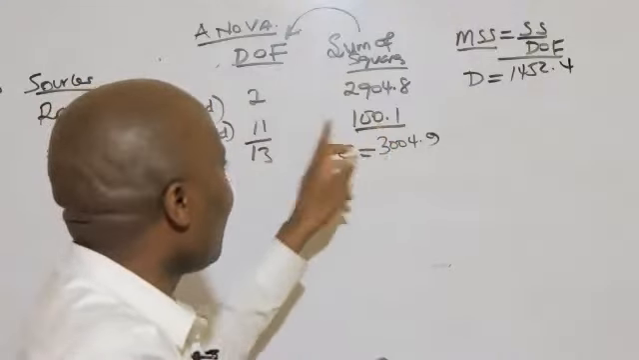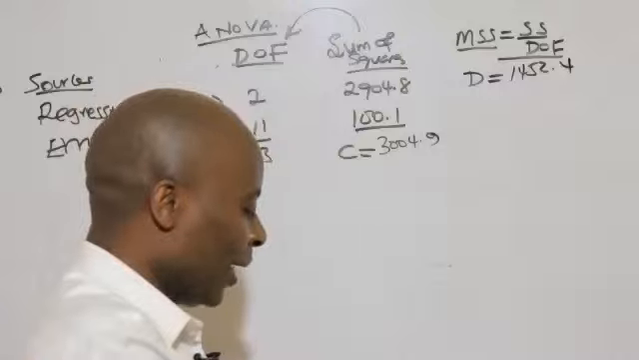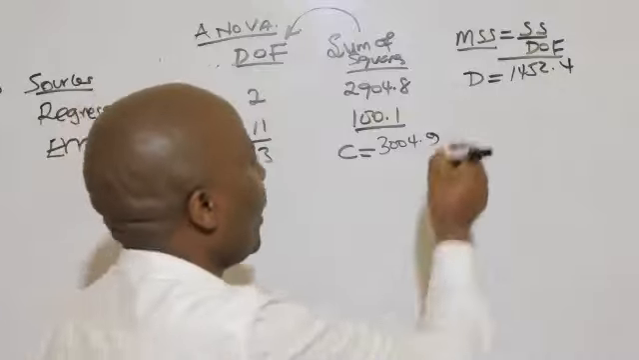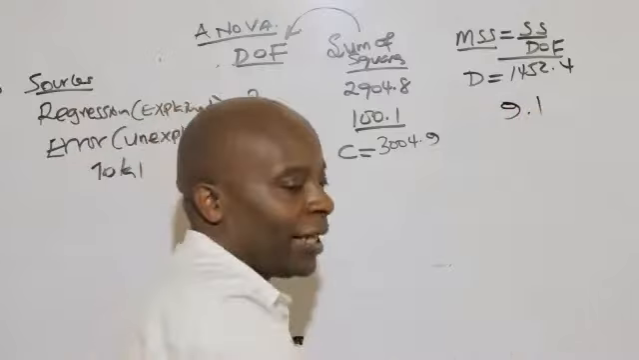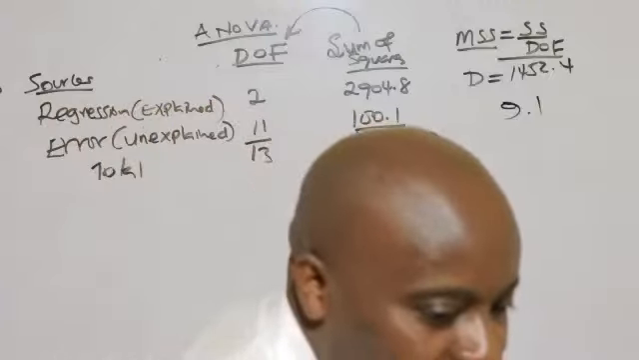And then in this case here, of course, I can just try for purposes of knowledge. I can take 100.1 divided by 11. That will give me 9.1.